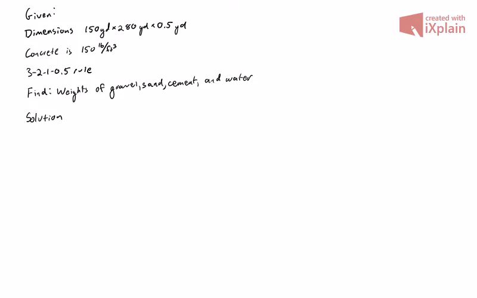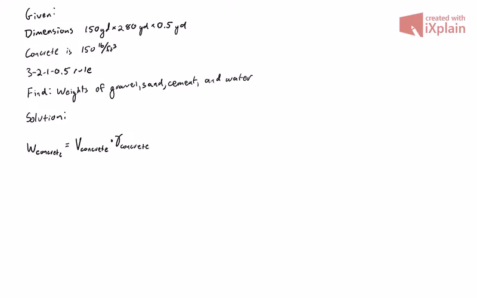So every midshipman's dream is finally going to be realized. So we're given the dimensions of this parking lot, and we're given the weight of concrete, and we want to find the weight of gravel, sand, cement, and water. So the first thing we're going to do is find the total weight of concrete that we actually need. Now, weight is just equal to the volume of something times its specific weight.